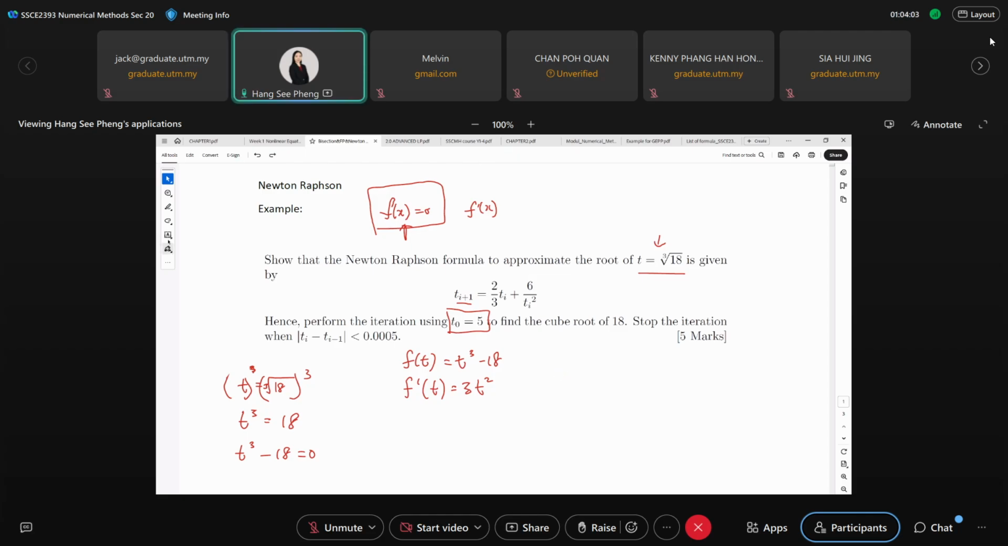We start from the original formula, t(i+1). To find t(i+1), we need the t(i), the t in the previous iteration, minus f(t_i) divided by f prime(t_i). This is the Newton-Raphson formula. That's how we use f(x), now it's t because now the unknown is t. So now you can proceed.